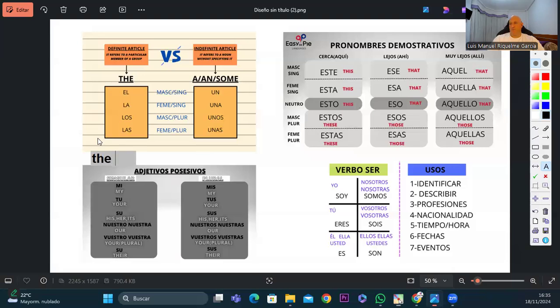The trees are very tall. How do we say tree? Well, one tree is árbol, but it's more than one, so it would be árboles. So how do we say the? You have to go to this chart, and you have to go from the, masculine and plural. So los árboles. Okay, and now we need the verb ser.